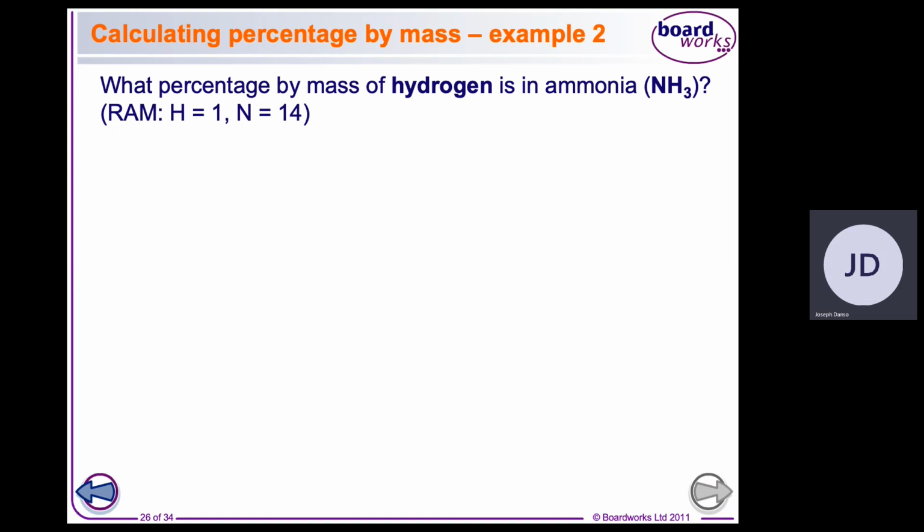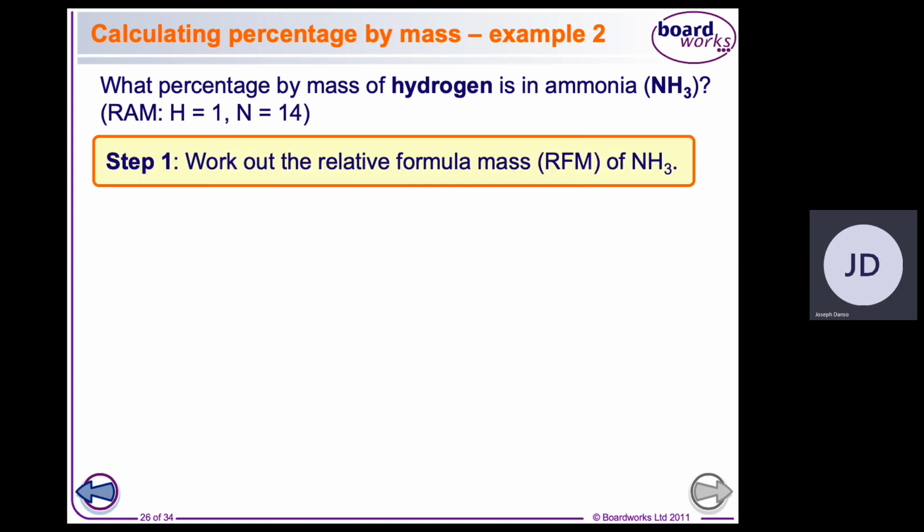Feel free to pause the video and have a go. Use the same formula. The percentage by mass is the relative atomic mass of that element multiplied by the number of that element in the compound divided by the relative formula mass and multiplied by 100.